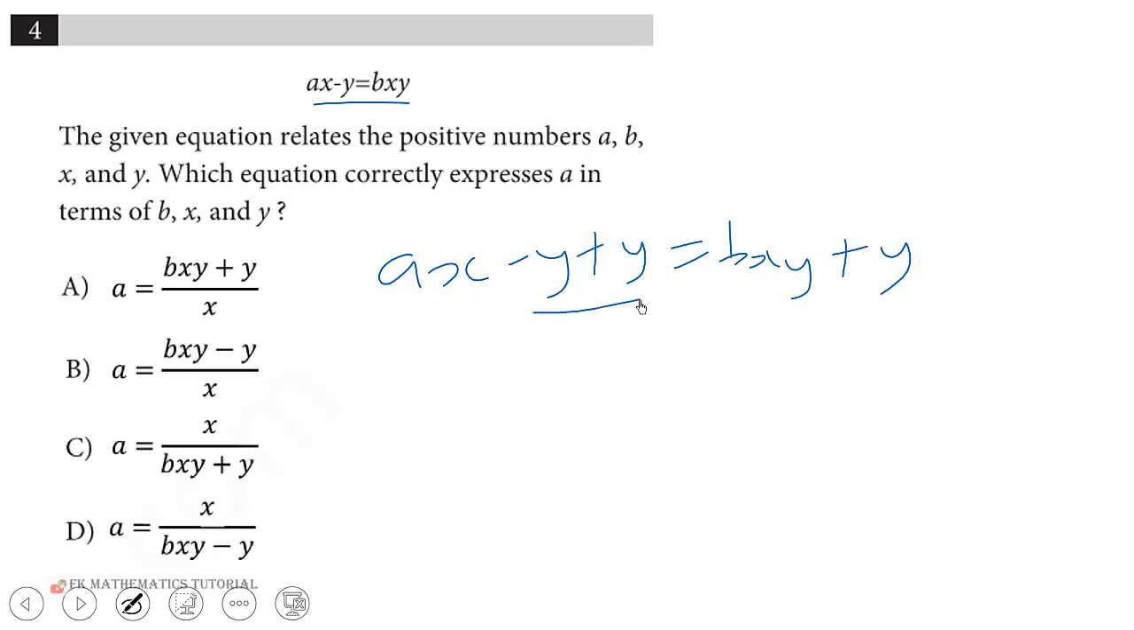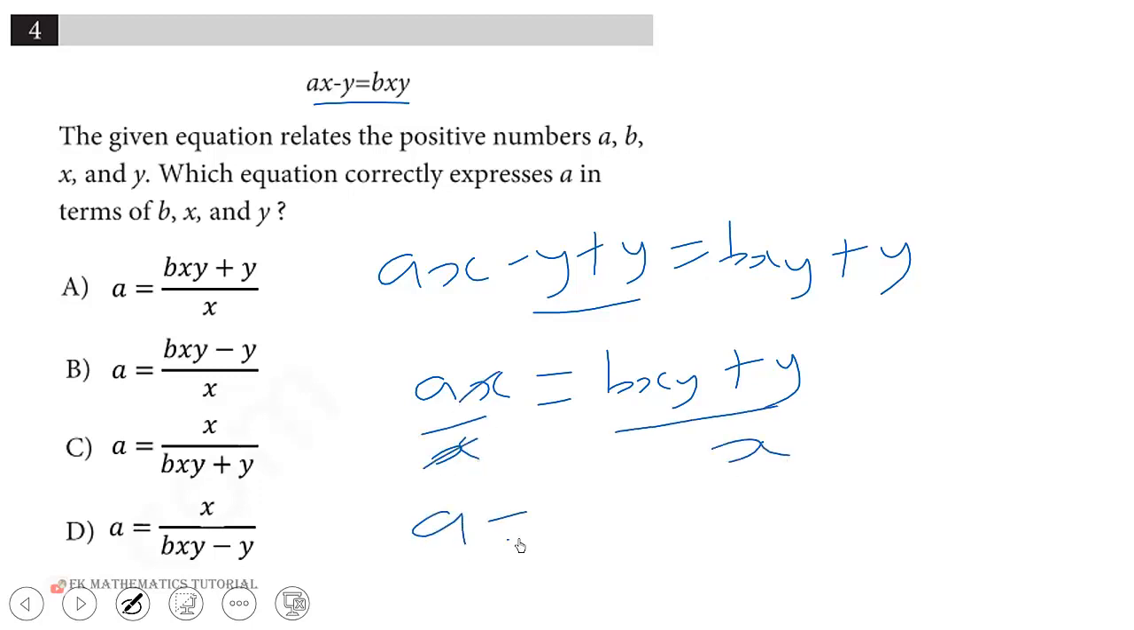So this gives us 0. So we have ax is equal to bxy plus y. So we are making a the subject. So divide both sides by x. So therefore this cancels this. So we have a equal to (bxy plus y) over x. So (bxy plus y) over x is option A.